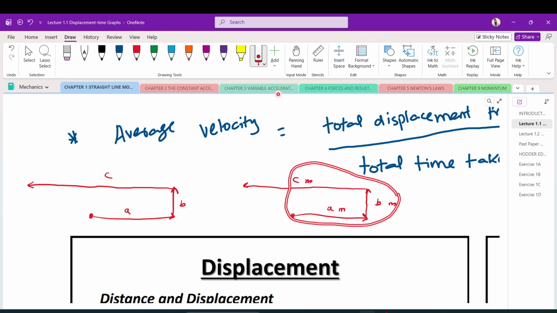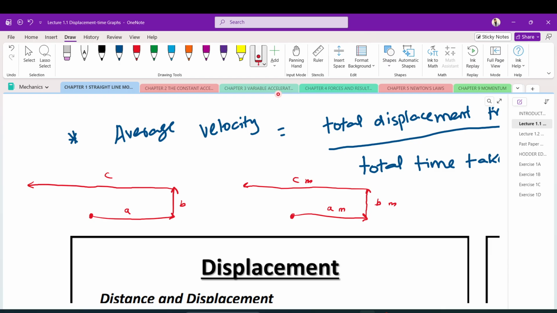Why is that? Because if, let's say, this part of the journey was 10 meters, then that part of the journey is going to be minus 10 meters. Because in displacement, we need to assign a direction. We need to assign a sign, okay, like a positive value or a negative value. So usually we use a positive value if we are going to the right, and we use a negative value if you're going to the left.